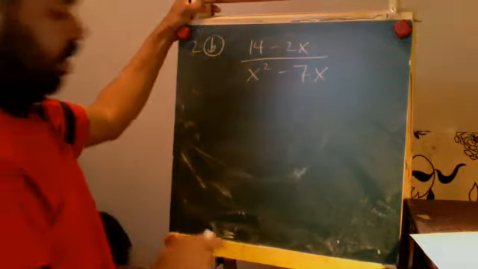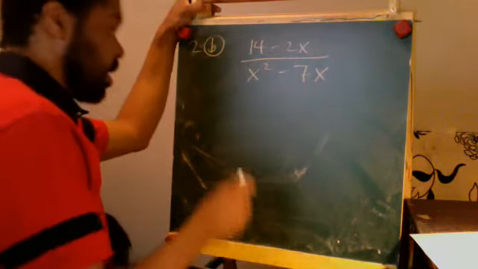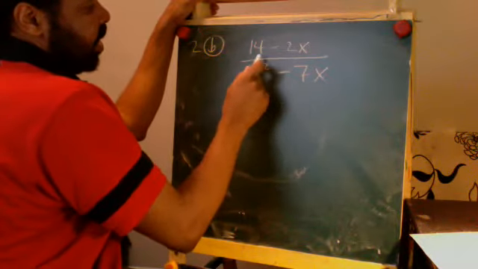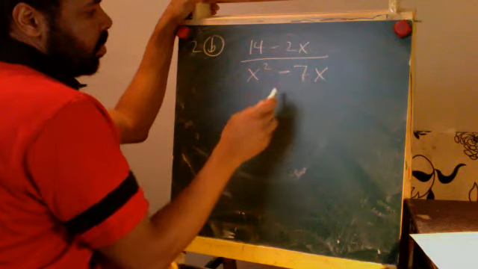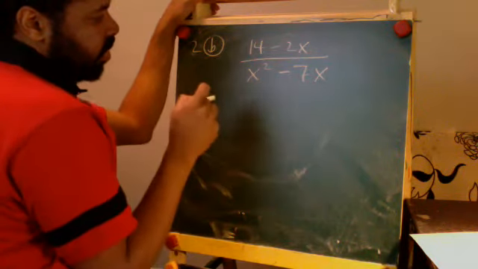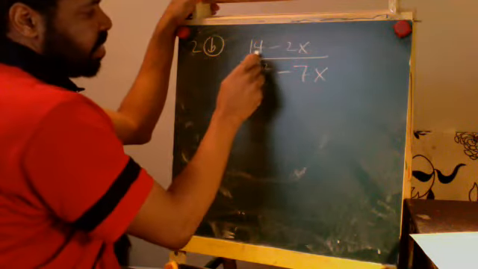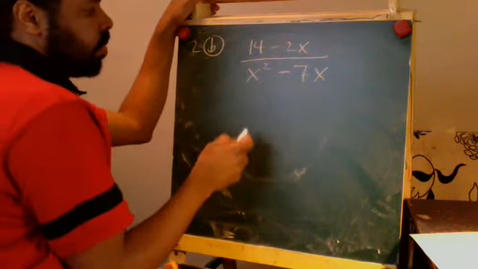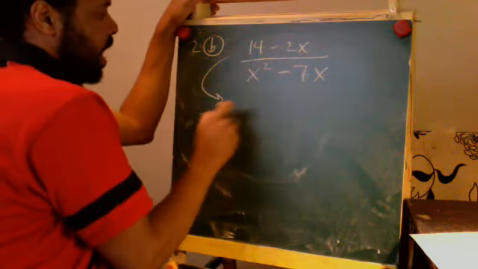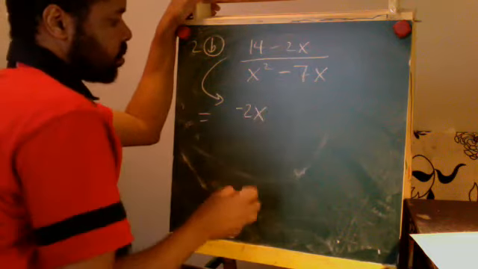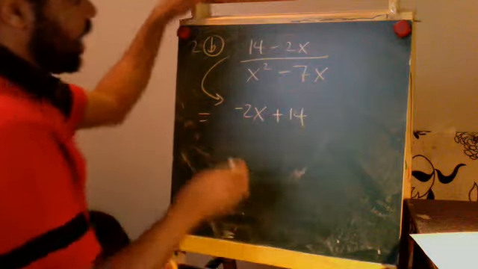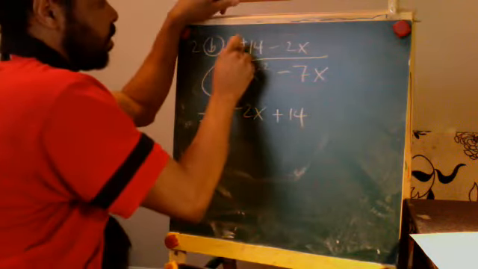Now, this is a little tricky, right? So what you have to note here is, look what's happening here. When you factor this, you're going to notice that the x is not going to be on the left, right? So you have to rewrite the numerator. And so you can rewrite the numerator as negative 2x plus 14. Again, remember, this is a positive 14, right?